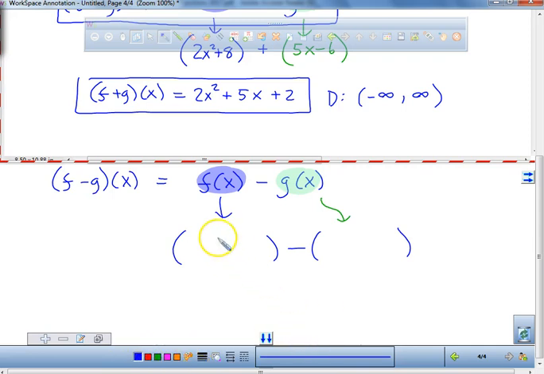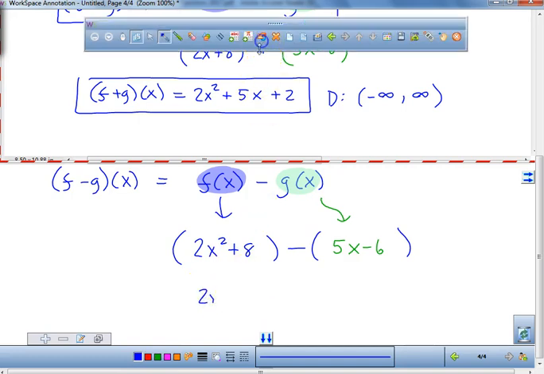Okay. And Jade, you're going to tell me what f of x is equal to. It is equal to 2x squared. Good. And Kaylee, you're going to tell me what g of x is equal to. 5x minus 6. Now, this just stays the same, right? 2x squared plus 8.